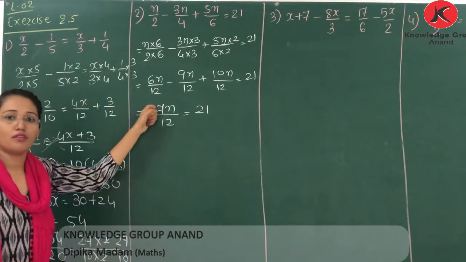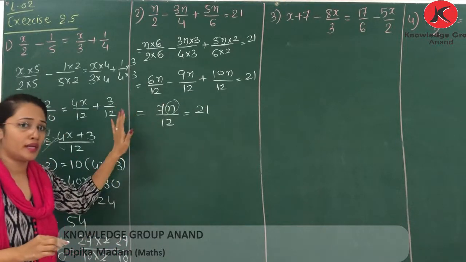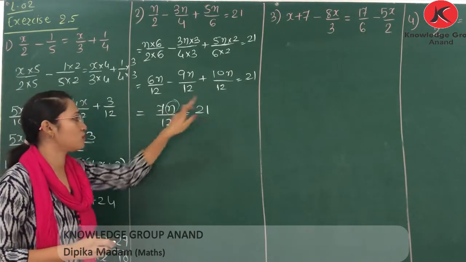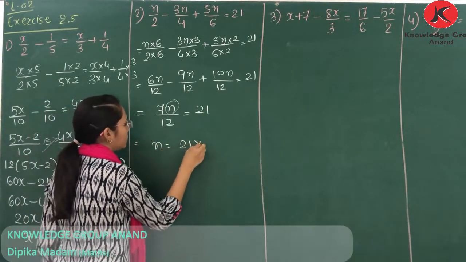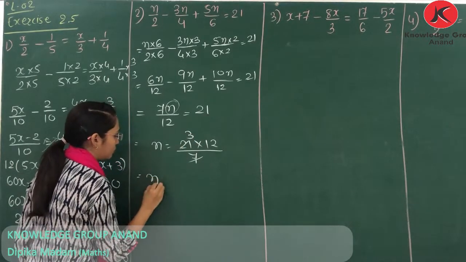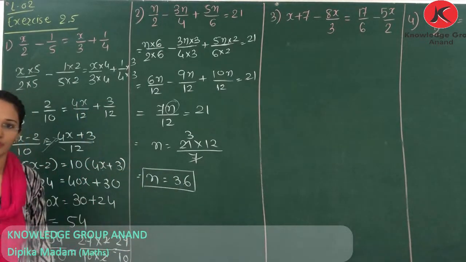Now you can see 7 is in multiplication. We need to find n. So n remains as it is. 7 in multiplication becomes division and 12 in division becomes multiplication. So you will get n will be 36. Clear?